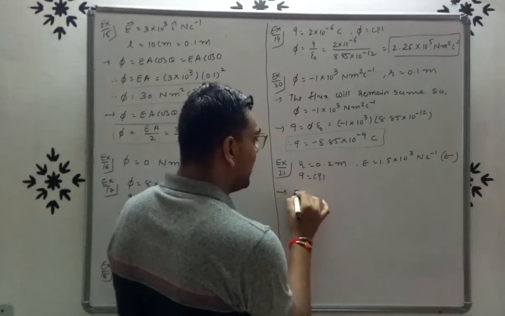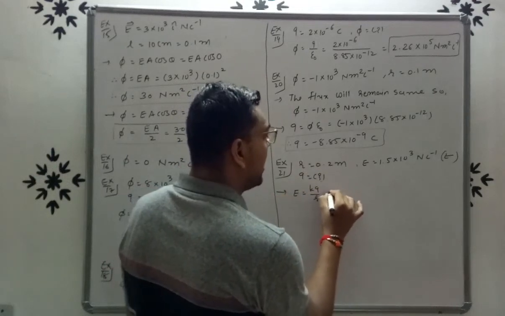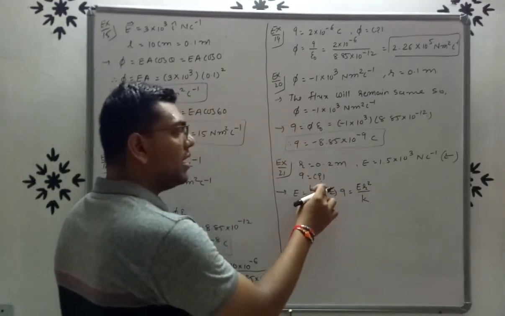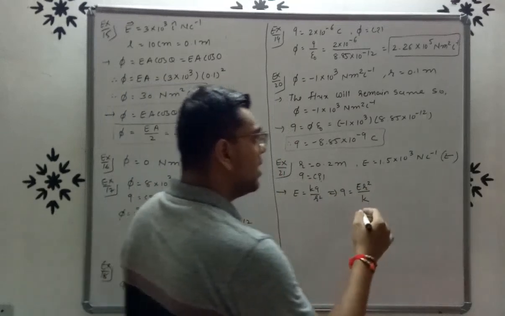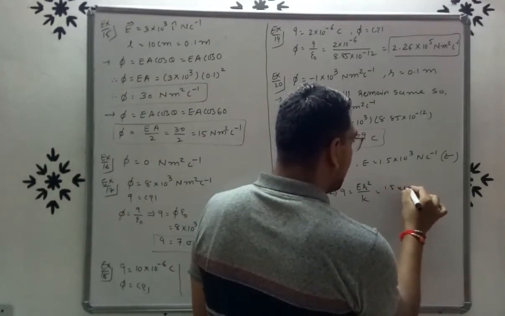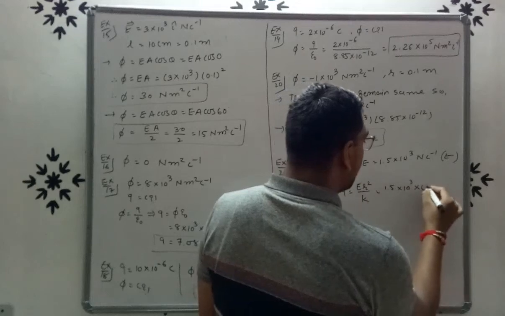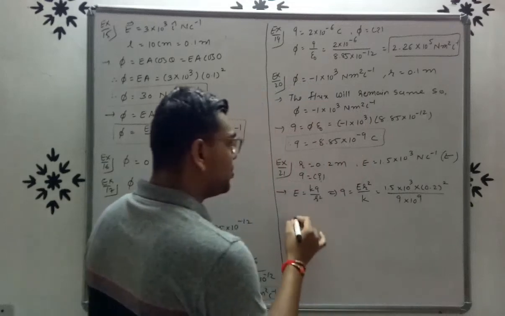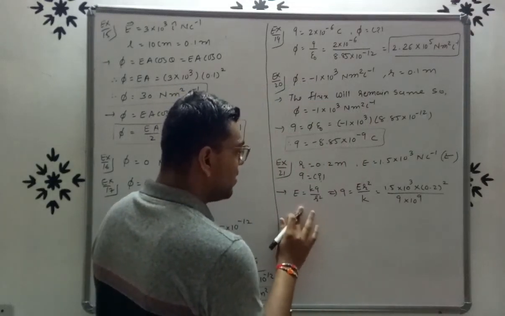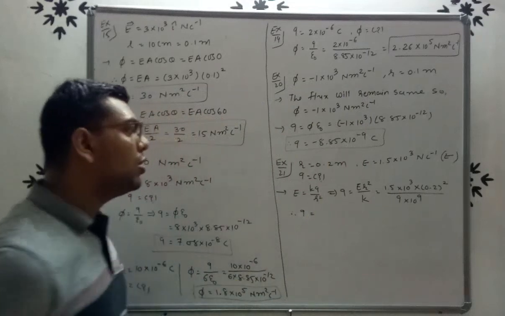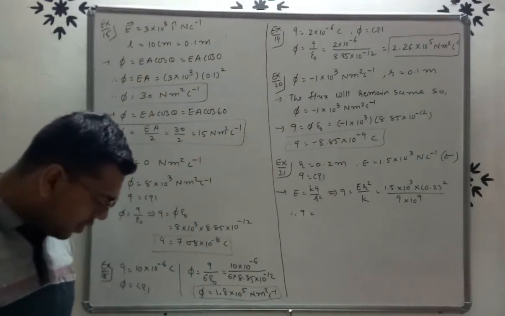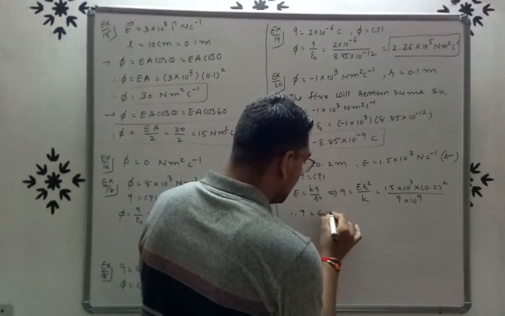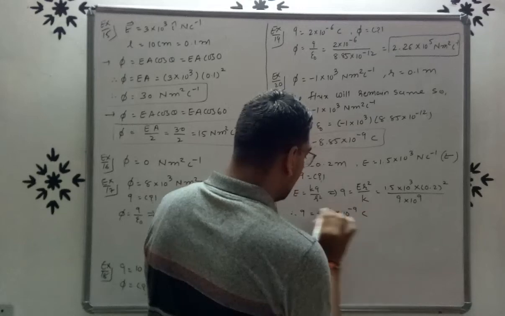Now we know the formula of electric field: E is equal to KQ by R square. So Q is equal to ER square upon K. Right? We formulate Q, so ER square upon K. The value of E is 1.5 into 10 raised to 3, R square means 0.2 whole square, divided by the value of K, 9 into 10 raised to 9. So after the calculation you will get charge Q is equal to 6.6 into 10 raised to -9 coulomb.